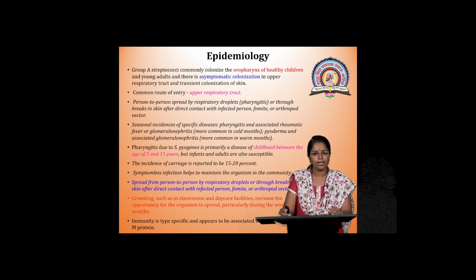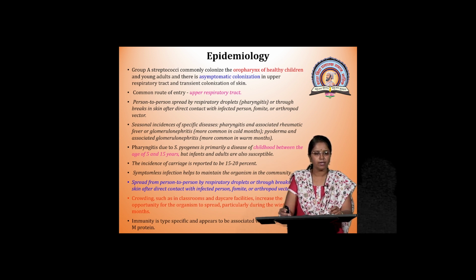So the carriage rate is 15 to 20%. That means 15 to 20% of people are carrying this pathogen, but they are symptomless. But these symptomless carriers are mainly responsible for spreading the infection into the community. Spread from person to person occurs by respiratory droplets or through breaks in the skin after direct contact with an infected person, or by fomite or arthropod vector. Crowding, such as in classrooms and daycare facilities, where a number of human beings are associated with each other, increases the opportunity for the organism to spread, particularly during the winter months.